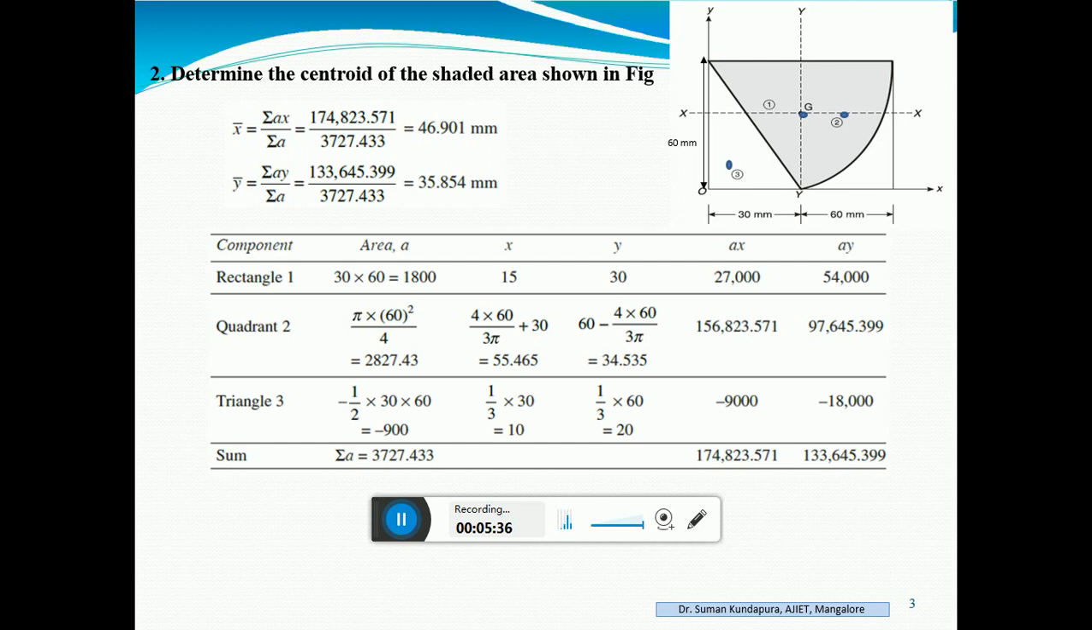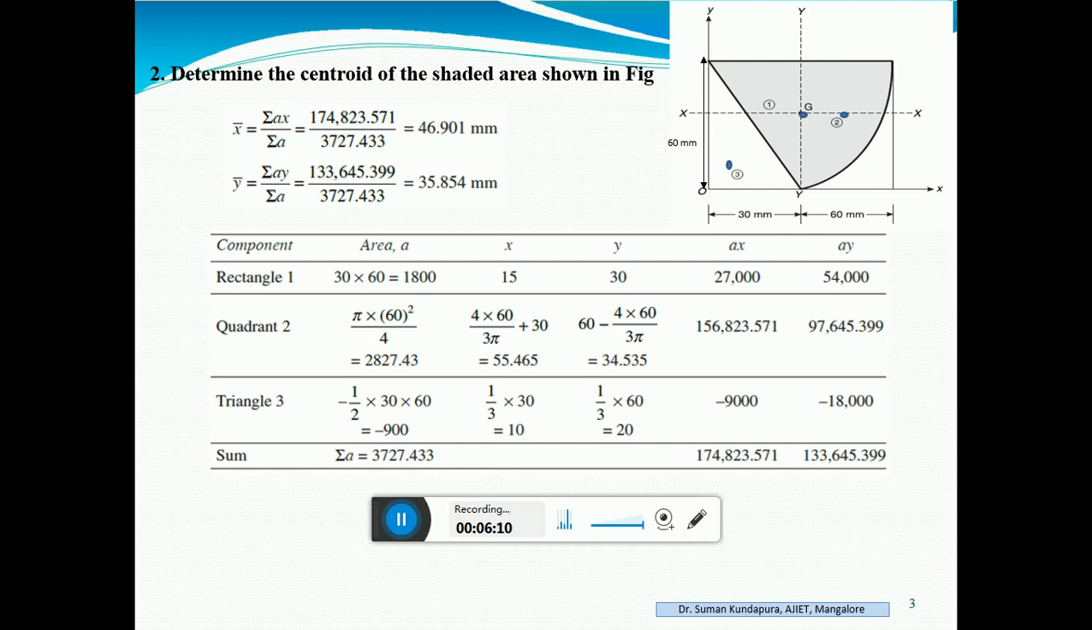In this problem, you may see that they have asked you to find out the centroid of the shaded area. In this figure, there is some shape given, so we do not know exactly what the shape is. We need to find out what the shaded portion is, so we have to find the centroid of the shaded portion.